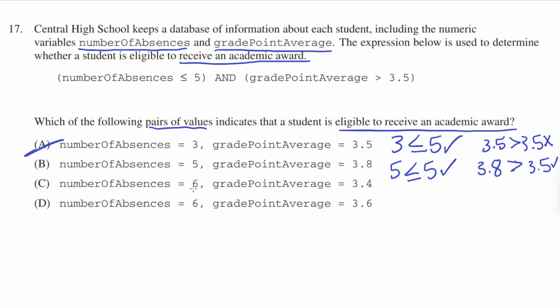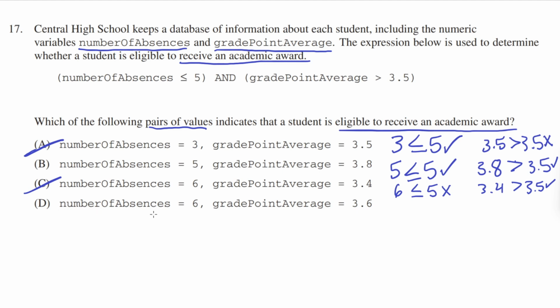So C says the number of absences is 6, and the grade point average is 3.4. So 6 is not less than or equal to 5. So the absences statement is going to return false or 0. And 3.4 is not greater than 3.5. So this side of the expression will also be false. Since neither side was true, and the number of absences needed to be less than or equal to 5, this will also not get an academic award.